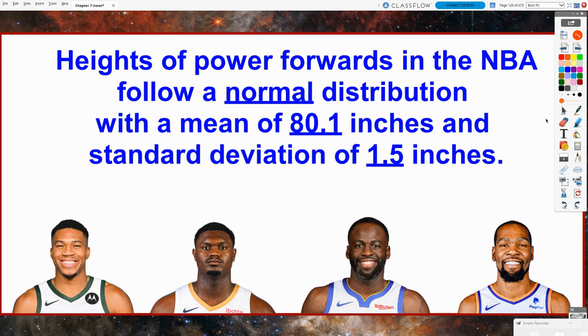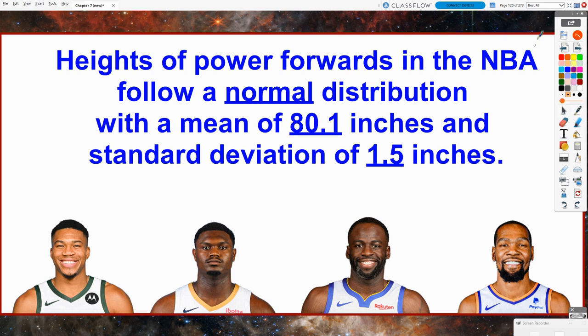Well, here's the truth. The heights of power forwards in the NBA follow, believe it or not, a normal distribution with a mean of 80.1 inches tall and a standard deviation of 1.5 inches. So 80 inches tall. Geez, what is that? Like 6'6"? No, 6'8". These guys are giant. They're power forwards. This is crazy. I mean, like 20 years ago, that would be like a center.